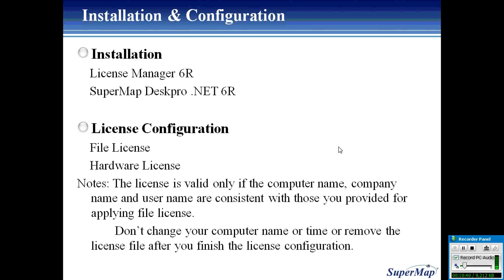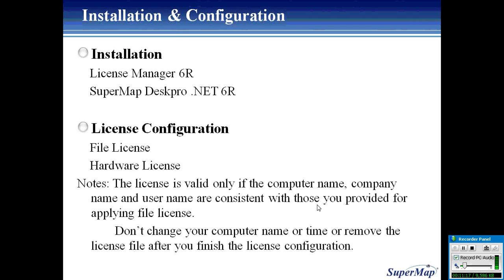And if you have bought SuperMap Desktop.NET 6R, you can contact our sales and you can get a hardware license. Please pay attention to 2 points. The first one is that the license is valid only if the computer name, company name, and user name are consistent with those you provided for applying for a license. If not, you can't use SuperMap Desktop.NET 6R.